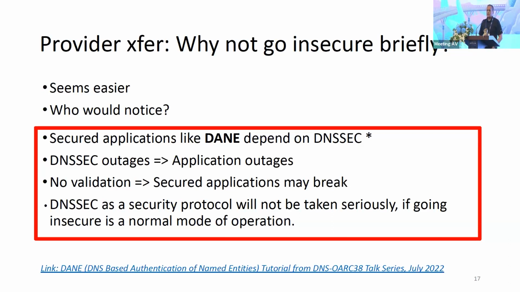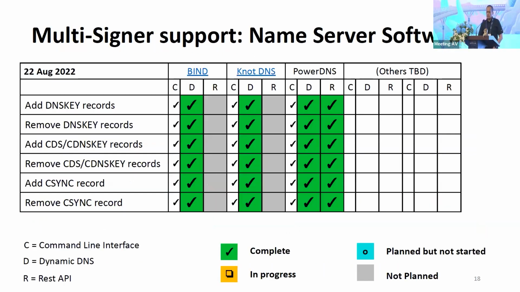And lastly, if going insecure is a normal mode of operation for DNSSEC, in my opinion it will never be taken seriously as a security protocol, and that is not something that we want. So we want multi-signer to be widely supported across DNS implementations, and let's take a look at that.